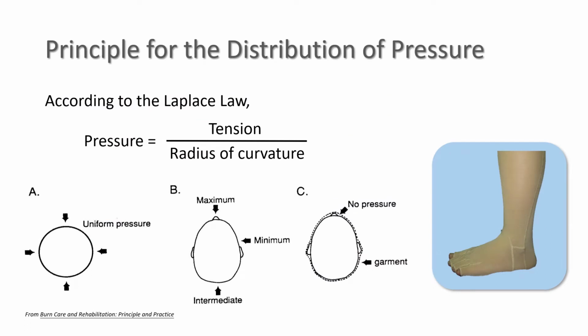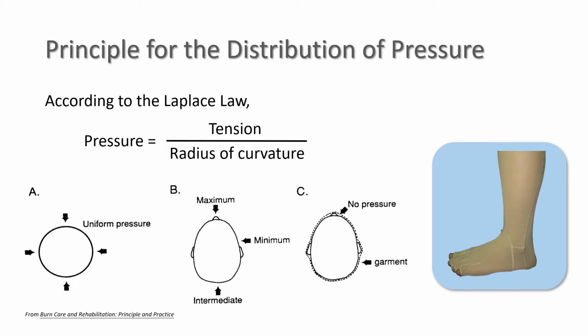Pressure therapy is an intervention commonly used to control post-burn hypertrophic scars, and pressure garment socks are most often used for scars on the feet. According to Laplace law, the level of pressure will be determined by two factors: tension of the fabric and radius of curvature. If we look at the picture below, when fabric with the same level of tension is stretched over a surface with the same curvature, like a cylinder, the pressure will be uniform.